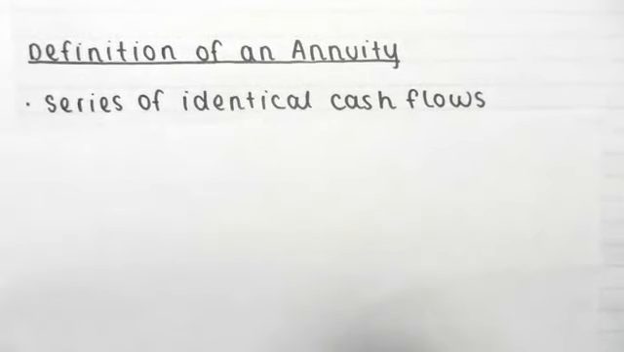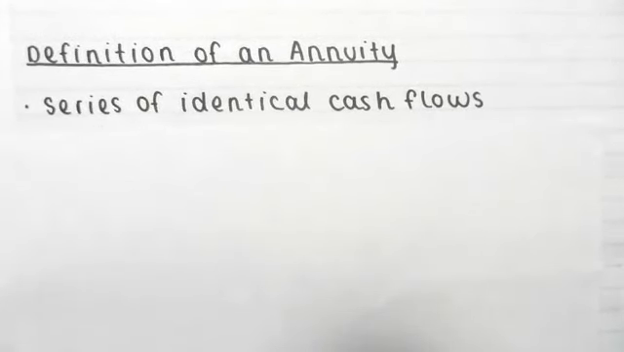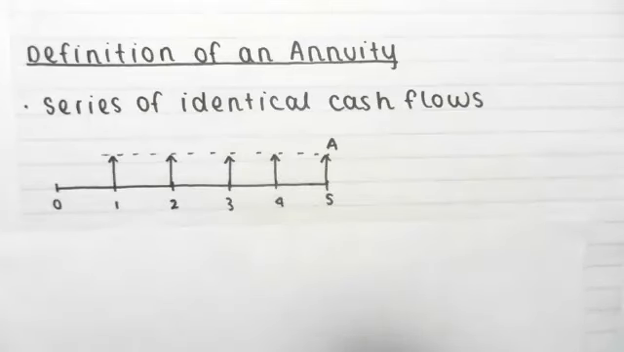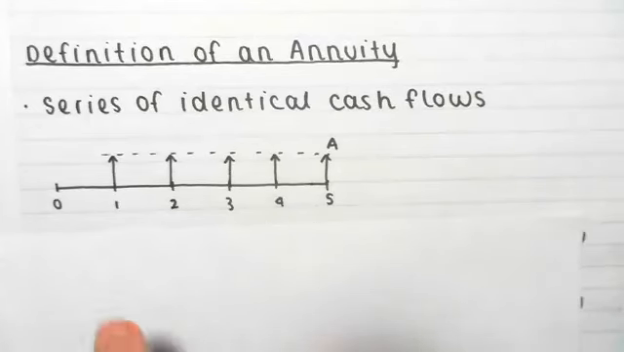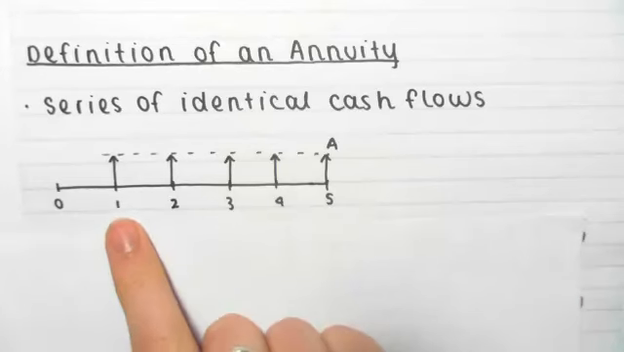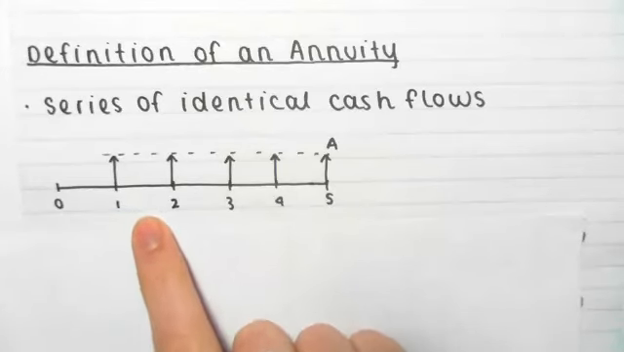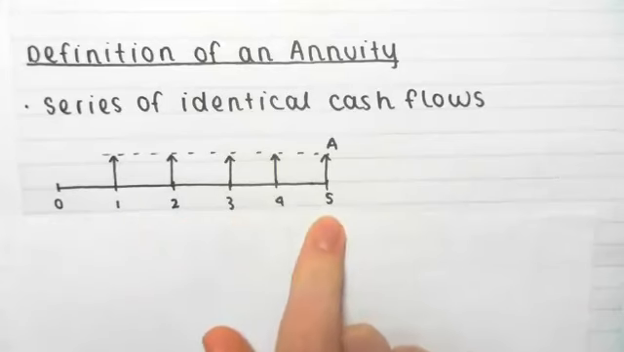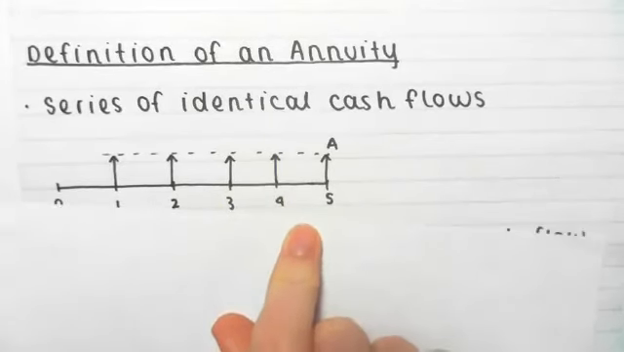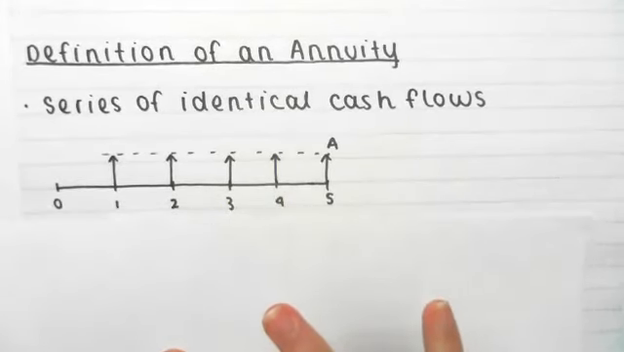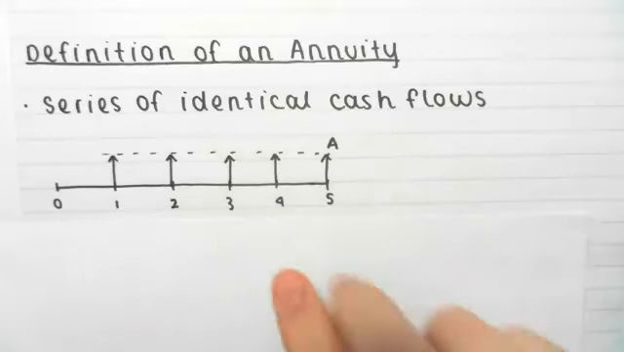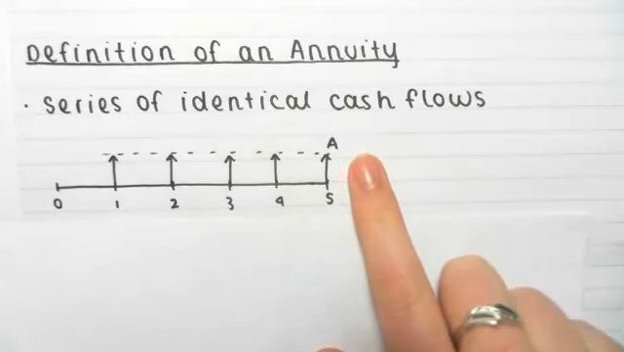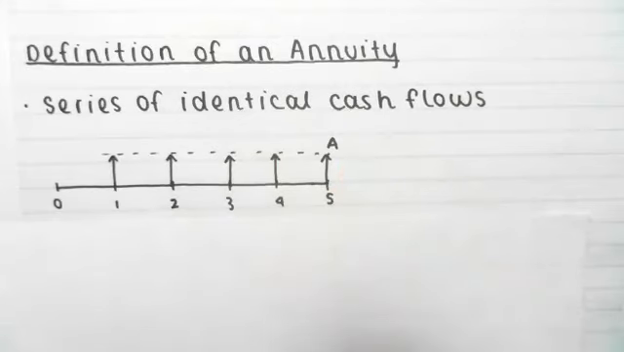So looking first at the definition of an annuity. An annuity is simply a series of identical cash flows. If we take a look at this diagram here, we can see that an annuity is, in its most simple form, a cash flow that starts in year 1 and continues for a set period of time, in this case for 5 periods, and is the same cash flow every period. I've just denoted this A.